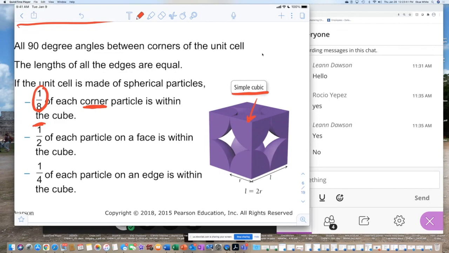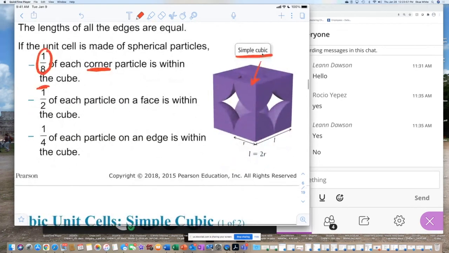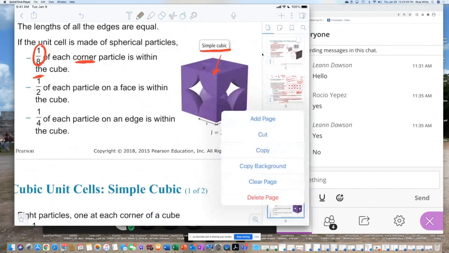of the unit cell, I guess I can write this out. Okay, let me add a page here to write it out.